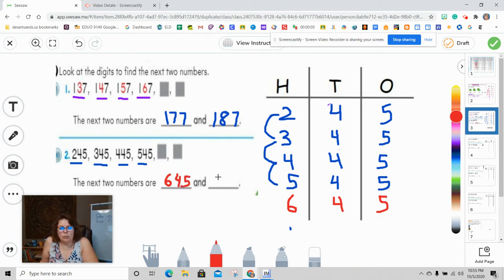And then I need one more. What would be my next number? So this would be 700, and then 45 stays the same because that was not altered. We're only adding one more to the hundreds place.